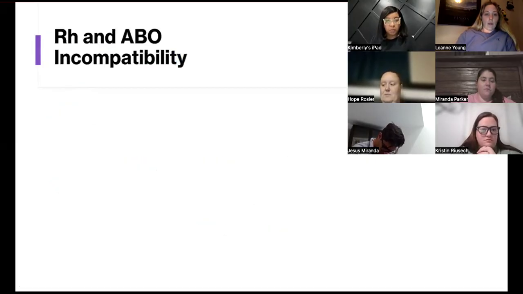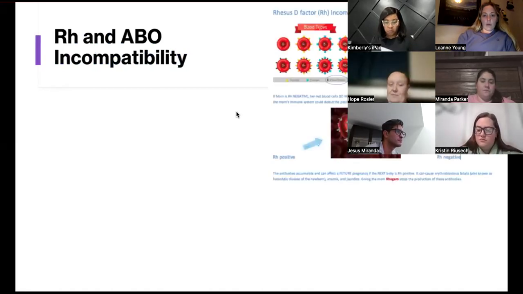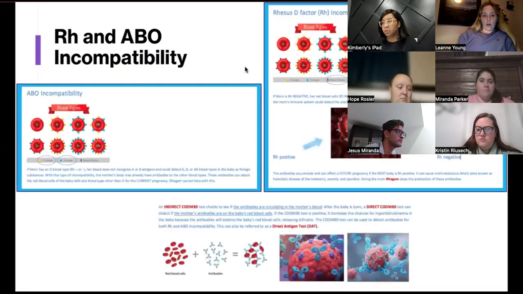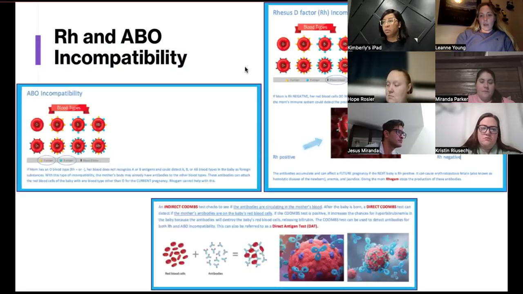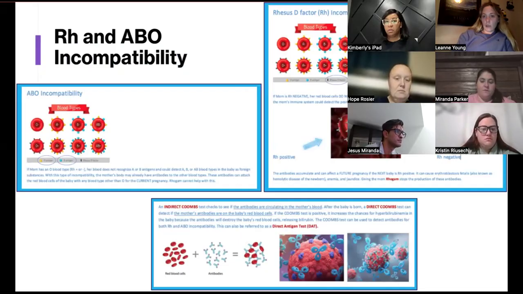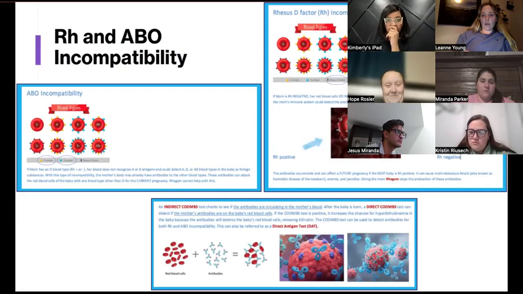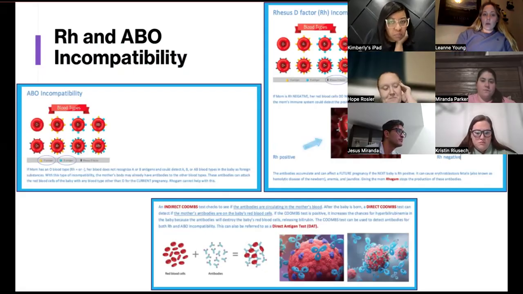Okay. So here we are at RH and ABO incompatibility. There's three main big ones that I want you guys to talk about. And like I said, if you want to take pictures of the screen, you're more than welcome to. All of this information is in your textbook, but this screen is a little bit easier because it makes it easier to understand and focuses on the big points. So we'll talk first about ABO incompatibility.